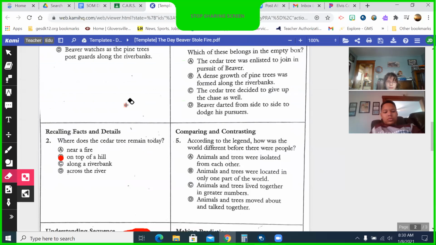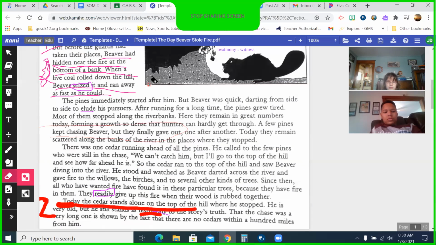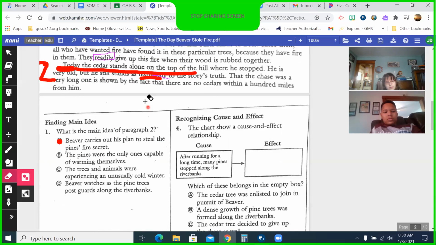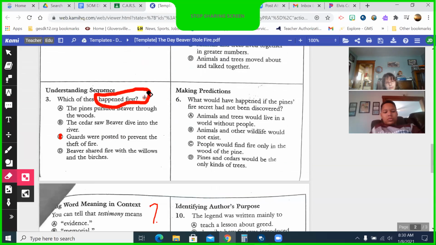And we talked about this word yesterday and we said that testimony kind of was like being a witness to. When you are a witness, you are giving evidence. So the best answer for number 7 is evidence.